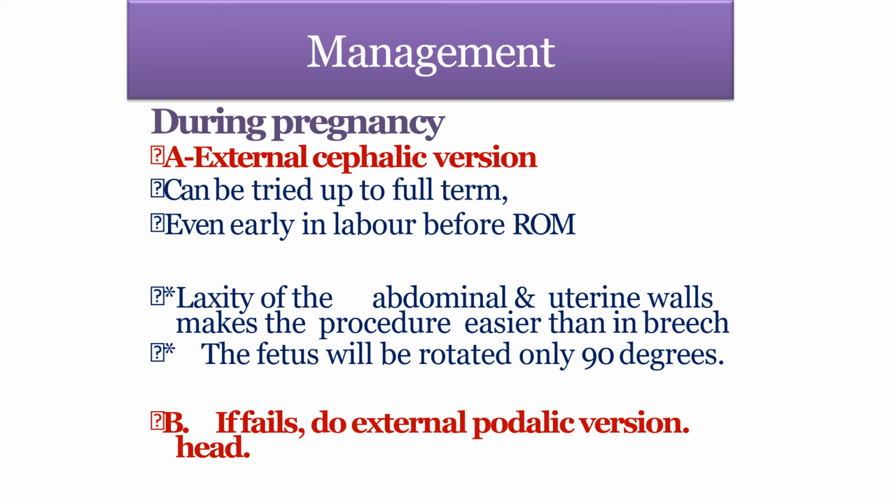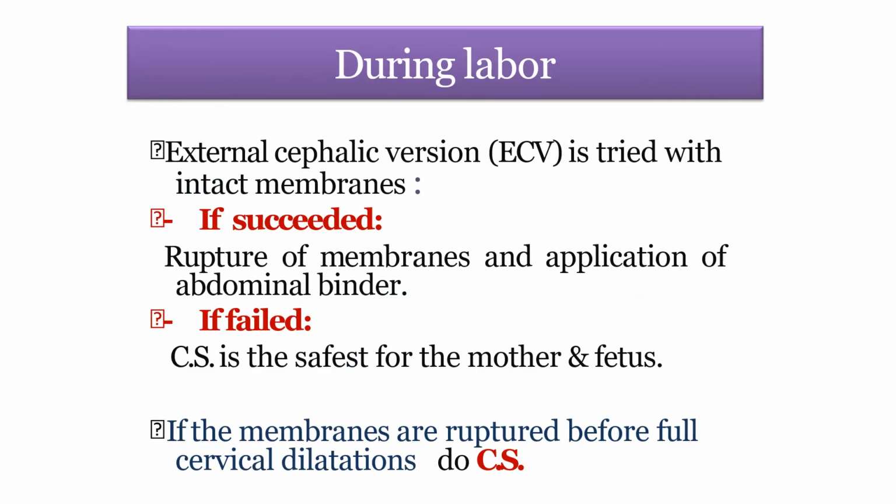And if the external cephalic version fails, you can go for the external podalic version. And during labor also, if the membranes are intact, you can try for the external cephalic version. If it is successful, immediately you can go for the rupture of the membranes and apply an abdominal binder in order to prevent the baby from going back. And if the version fails, you can try for the cesarean section. That is safe for the mother and for the baby.